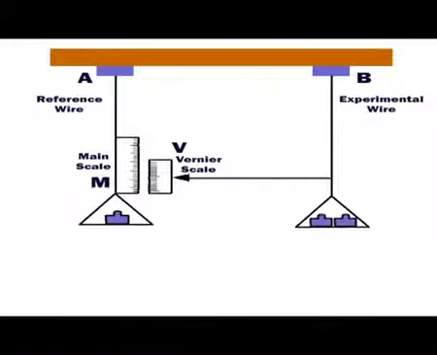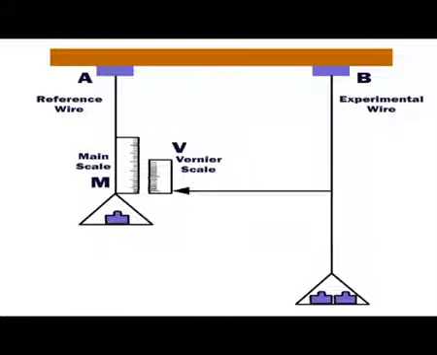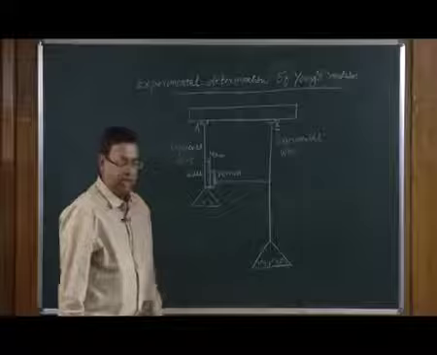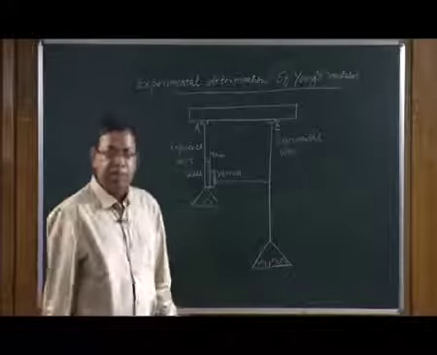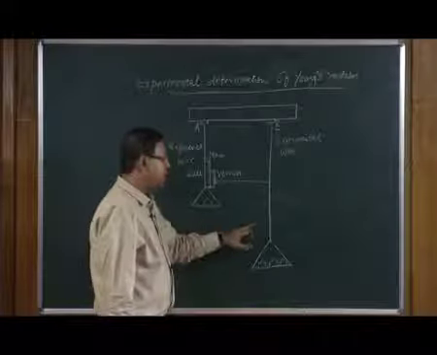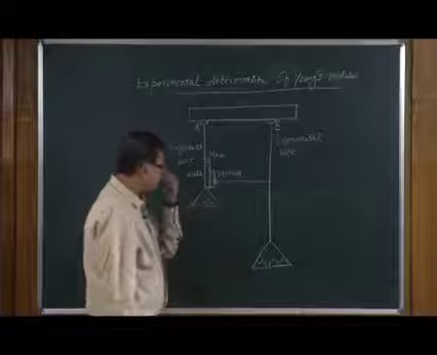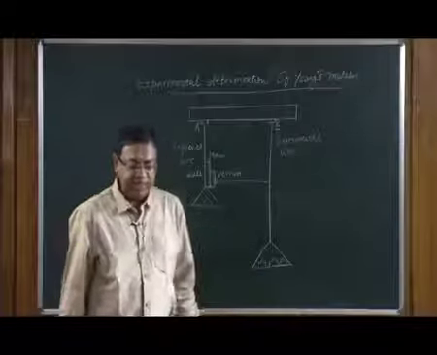wire, are the same, and then the experimental wire is loaded with some more weights, which causes an elongation, and again the reading is noted. The difference between the two vernier scales, that is when they have equal weights as compared to when they have unequal weights, is taken as the elongation.